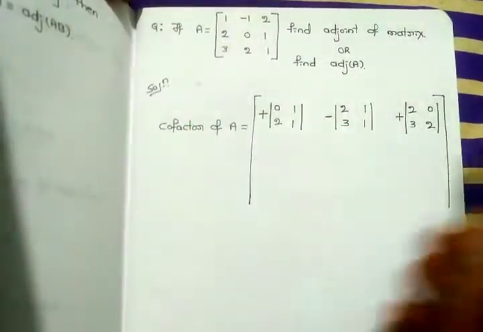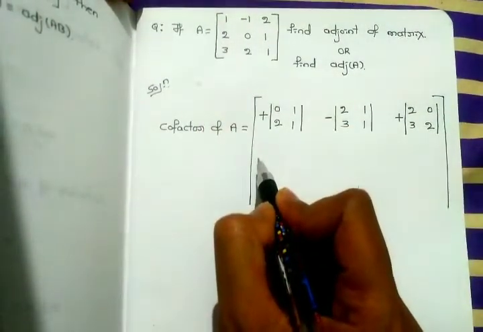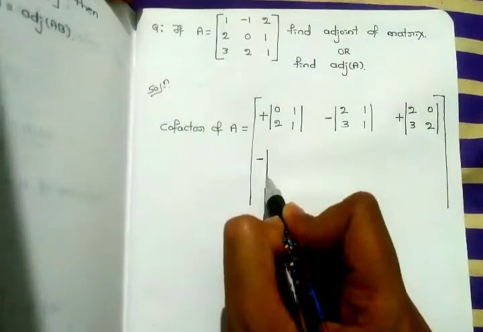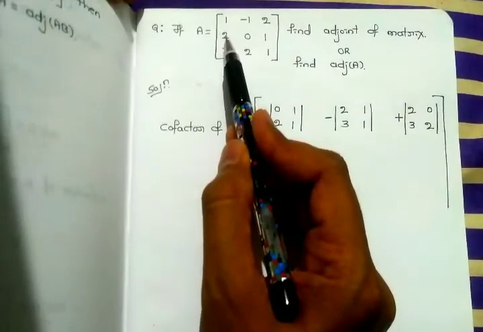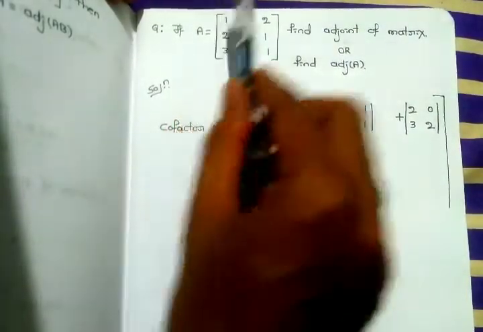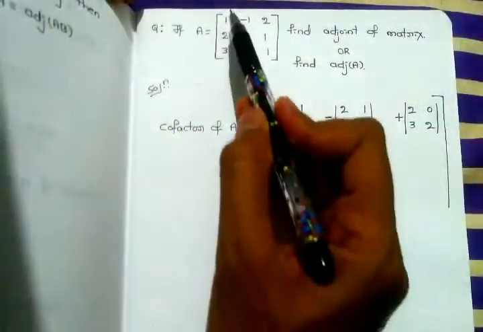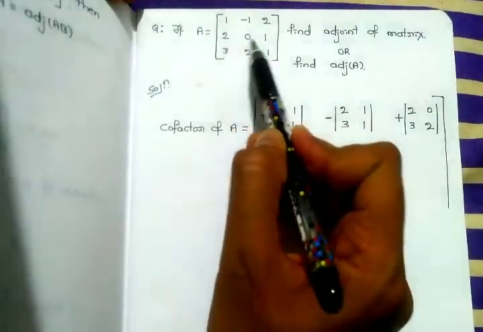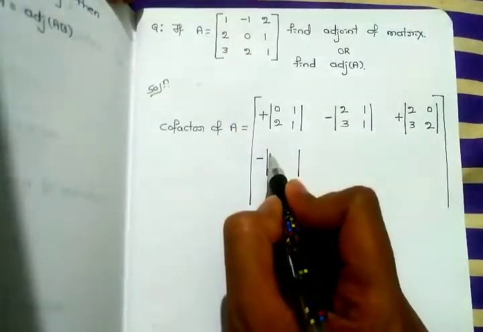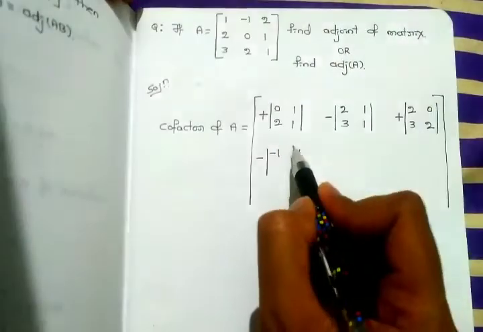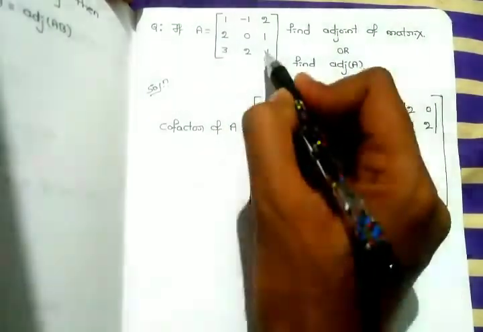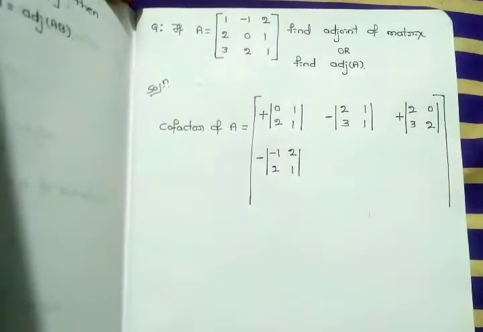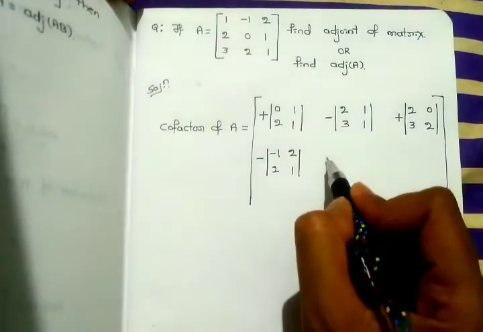Next, the fourth element. The fourth element sign is minus. The fourth element is 2. So delete that particular column and that particular row. If I delete that column and row, what is the remaining element? Minus 1, next 2, next 2 and here 1. Okay. So next sign is plus.